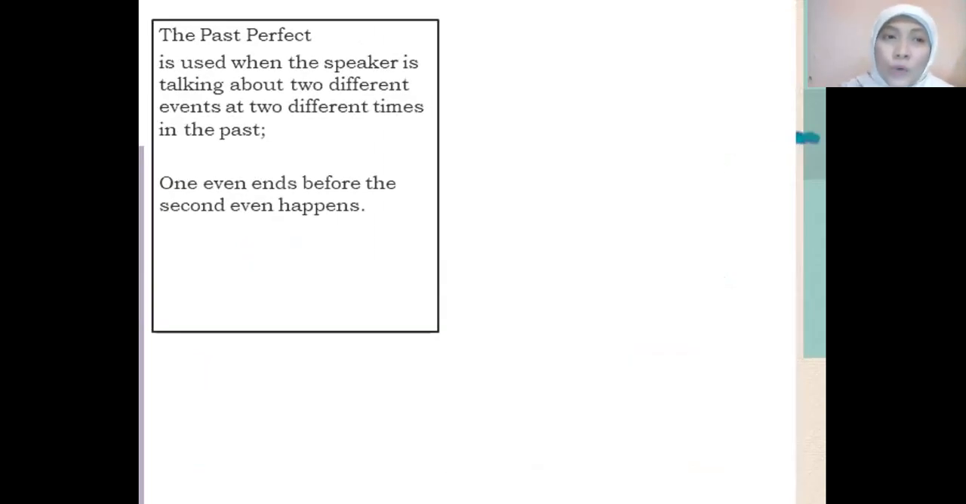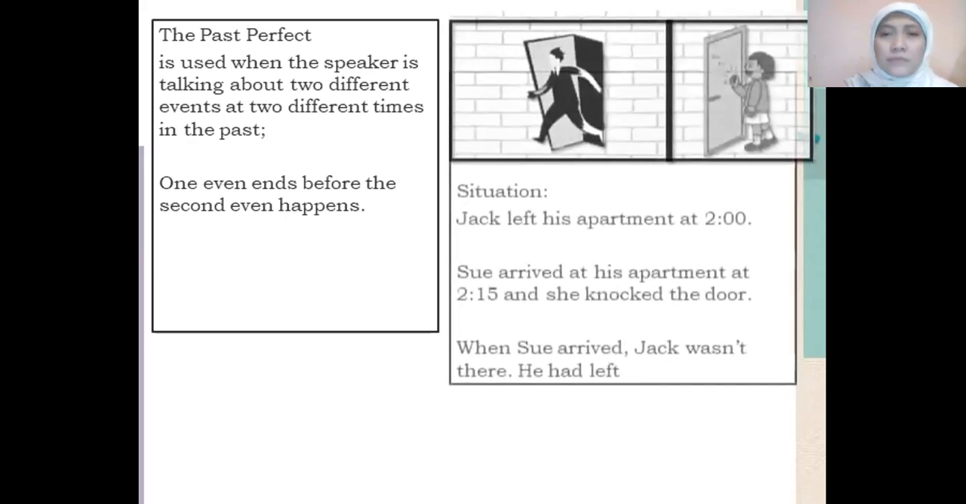So when do we use past perfect? Yes, we use past perfect when the speaker is talking about two different events at two different times in the past. One event ends before the second event happened. One event had completed before the second event.